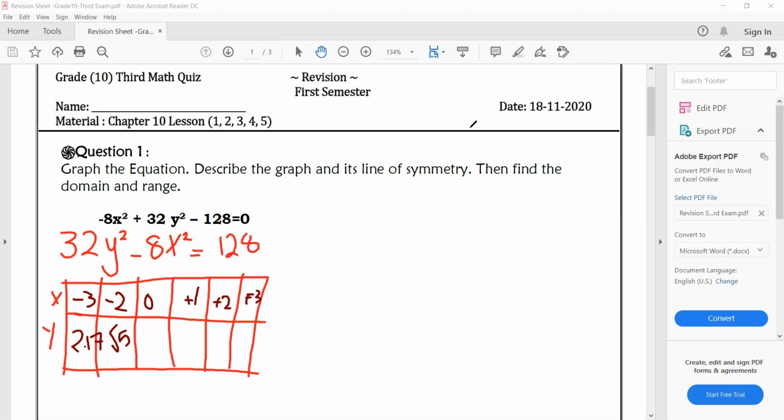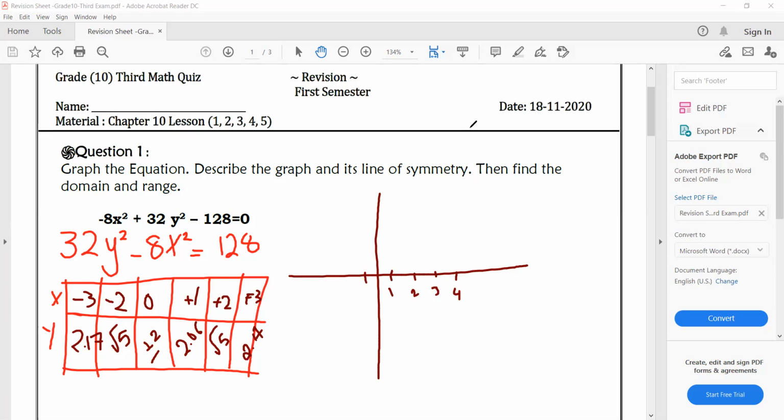At 0, 32 over 128, after you find them, you will find that at 0, positive and negative 2. Here it is 2.06. Here it is square root of 5. And here it is 2.017. So here now, after we put the points, we found the values of y. Then let's now graph them.